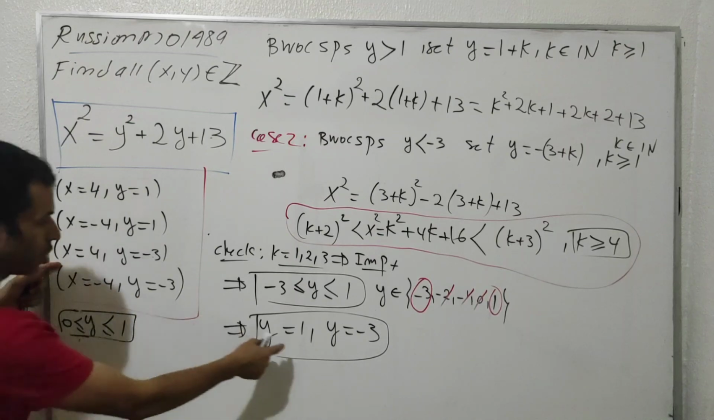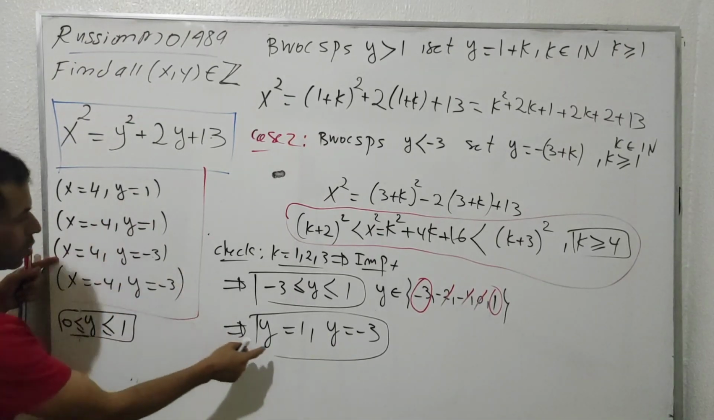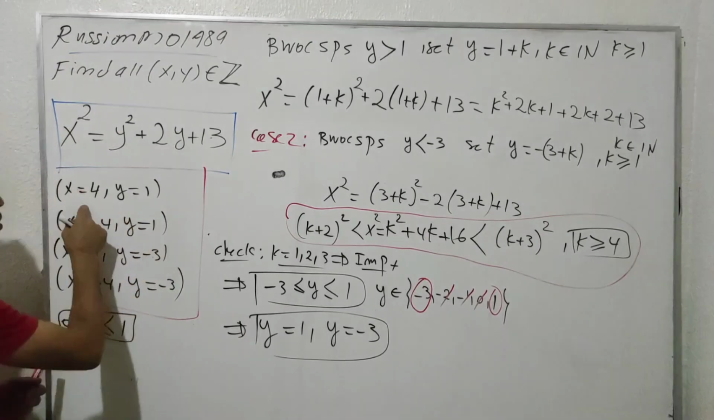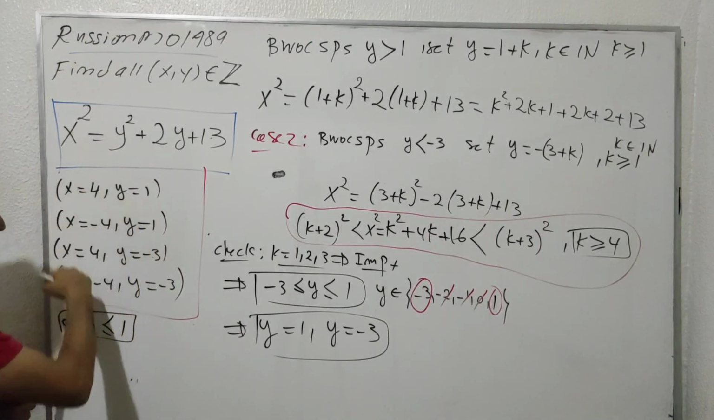So I get -3, which is this one. I get 1, which is this one. Both solutions are corresponding to x, okay? So which is this one.